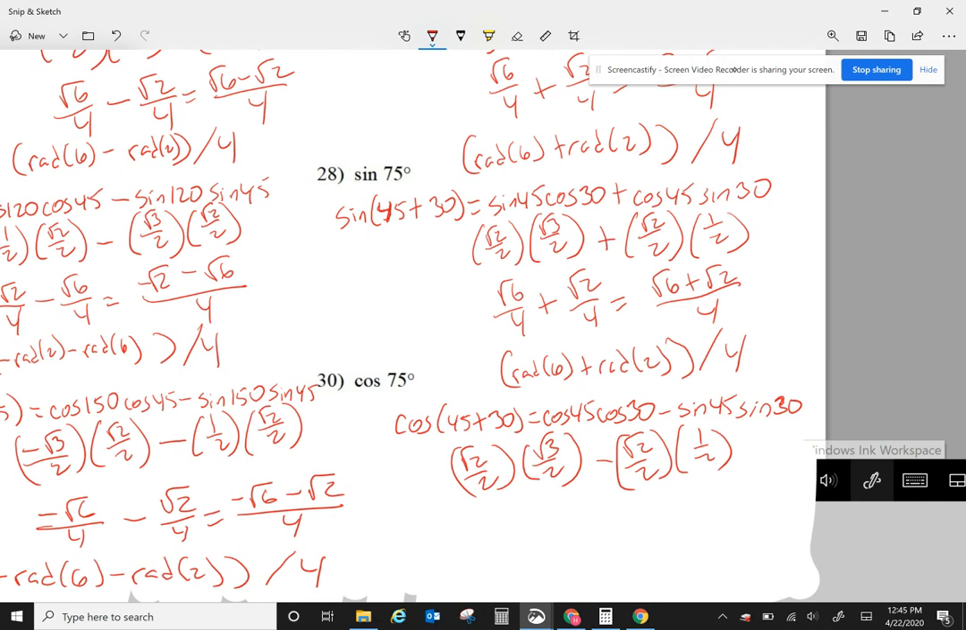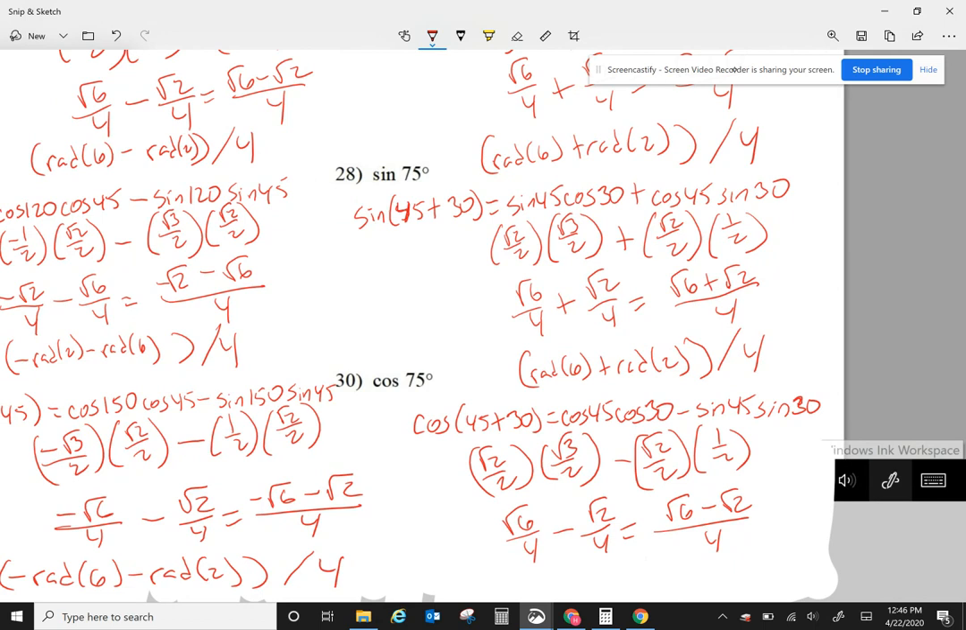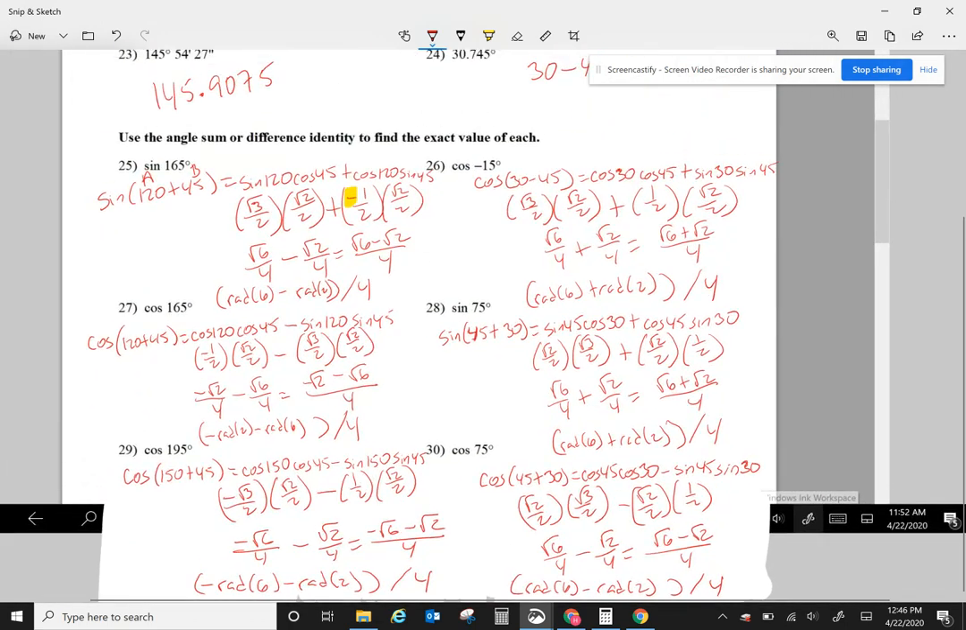All right, so I have radical 6 over 4 minus radical 2 over 4. So that simplifies to radical 6 minus radical 2 all over 4. The way I'm going to type this, a big parentheses for the top, radical 6 minus radical 2 all over 4. Little lengthy, but not too difficult.